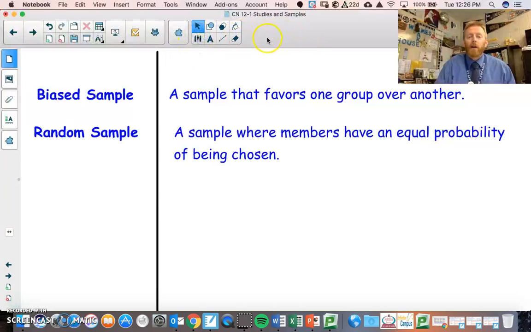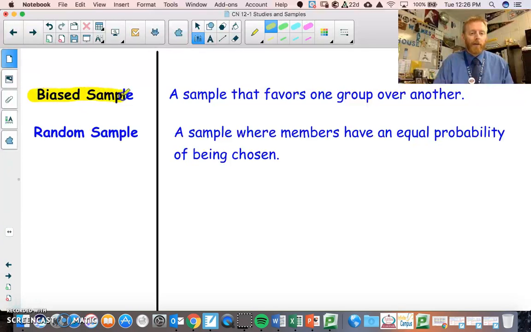So if you are biased, you favor one thing over another thing. Like in my family, I always tell my mom that she is biased because she has her favorite child, my older brother Doug. So she's biased towards him, is the way I always say it.